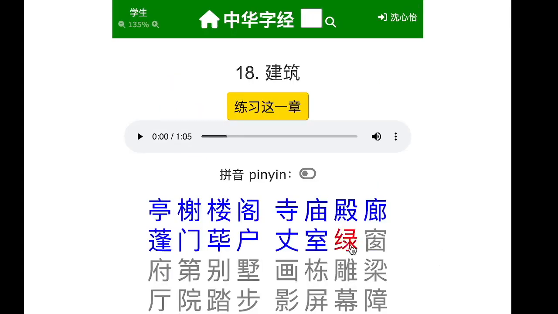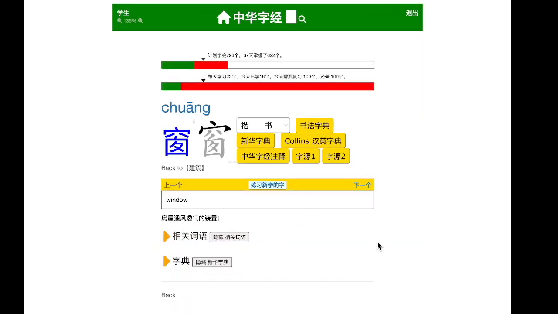绿窗 is a window. So when it says 绿窗, I guess this is how when you have a window, you look out the window and it's green outside.